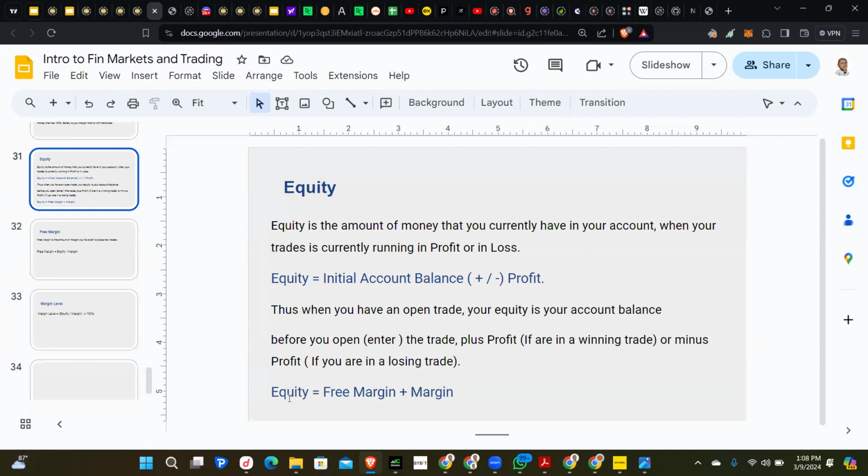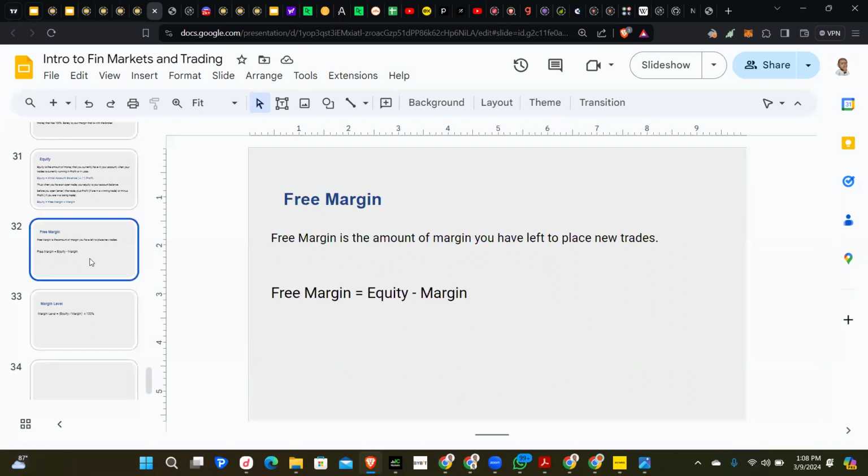You can still calculate equity by taking free margin and adding it to margin. So free margin plus margin will give you equity. Some of these calculations will come in handy if you are someone that writes code and you want to build your own trading system. Under the hood, your broker is already doing the whole calculation for you, but you actually need to know what happens at the back door.